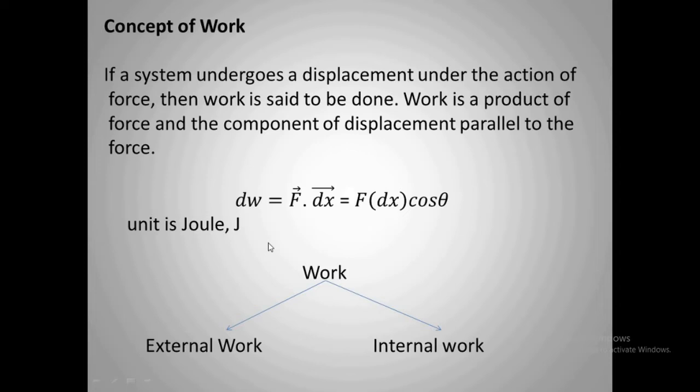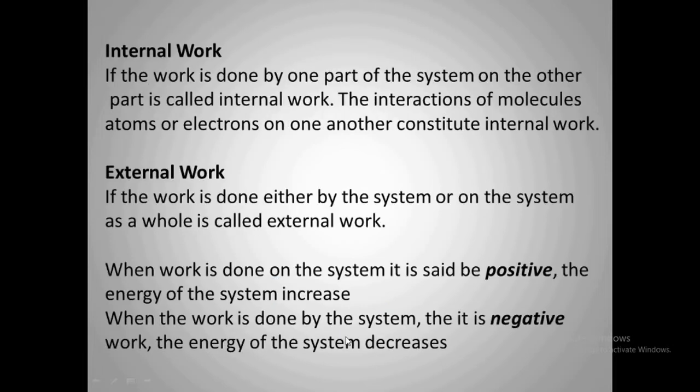So we have two types of work. One is external work and the other is internal work. So what is internal work? If the work is done by one part of the system on the other part, it is called internal work. The interactions of molecules, atoms, or electrons on one another constitute internal work. So internal work is within the system. The system does not do any work towards the surroundings. It is the work done by one part of the system on the other part. That is the internal work.